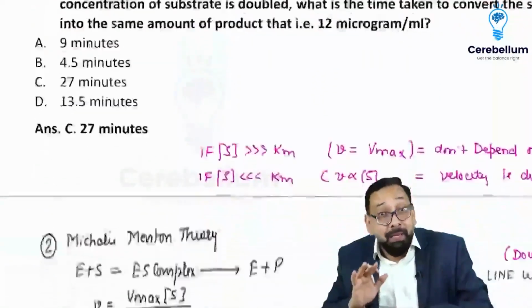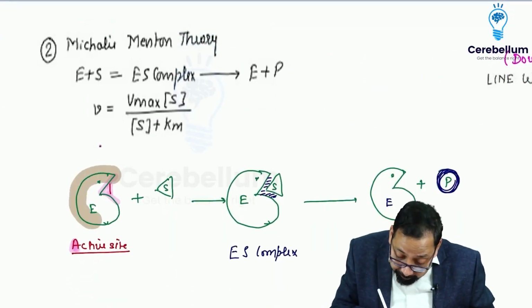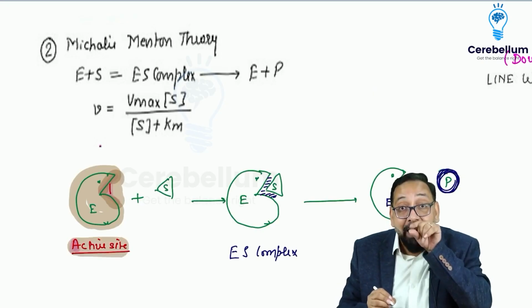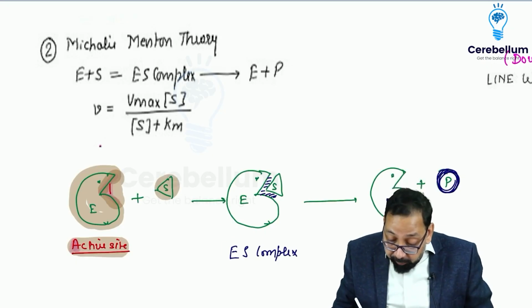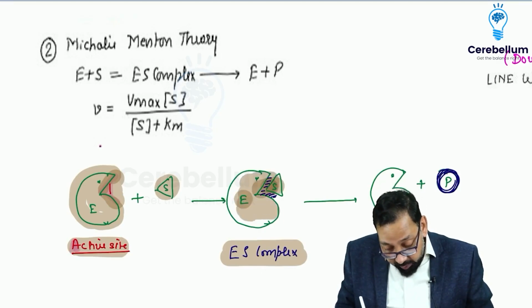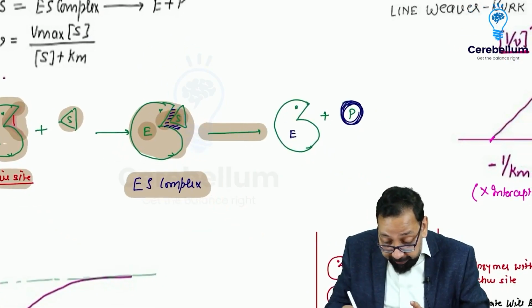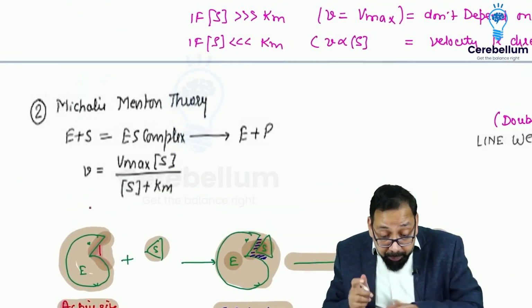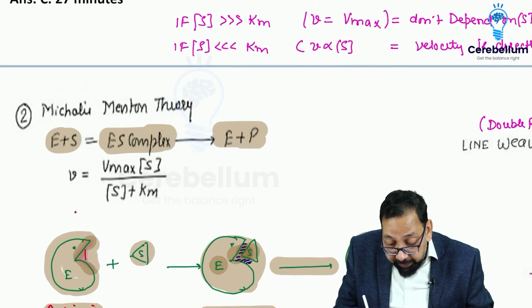Second theory is Michaelis-Menten theory. Michaelis-Menten said that this is enzyme. This enzyme is having an active site. Yes, this mouth looks like the active site. This active site binds with substrate and they form enzyme substrate complex. So this is enzyme substrate interaction and enzyme substrate complex is formed. And when this substrate dissociates, it produces product. So enzyme binds with substrate to form enzyme substrate complex. When it dissociates, it produces product.